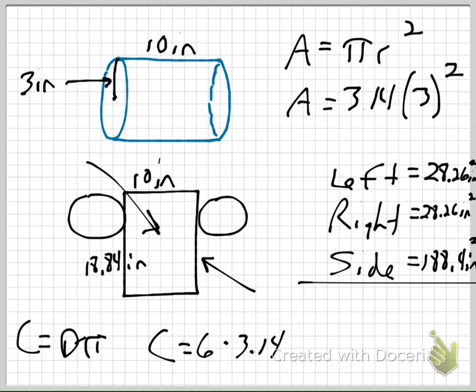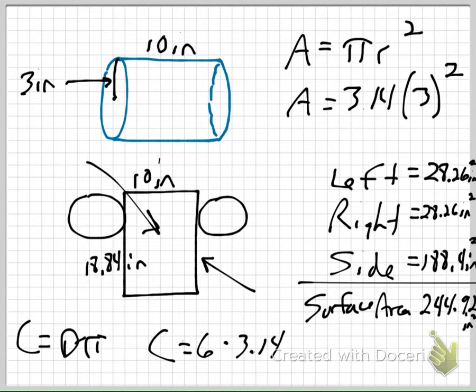What do I do now? Add them up. Ooh, this is a weird one. What is 28.26 plus 28.26 plus 188.4? What is it? Oh, weird. 244.92.